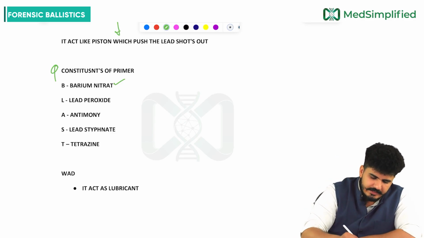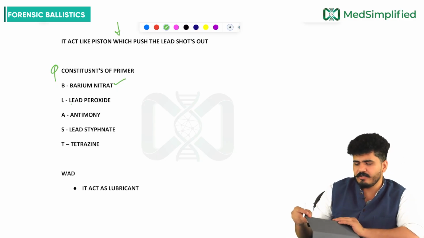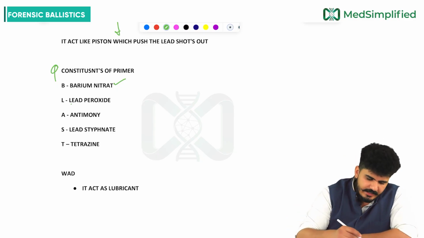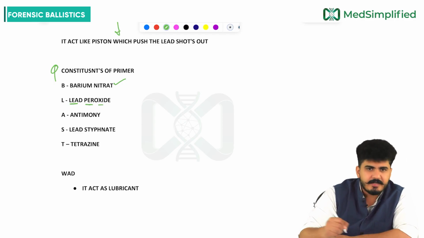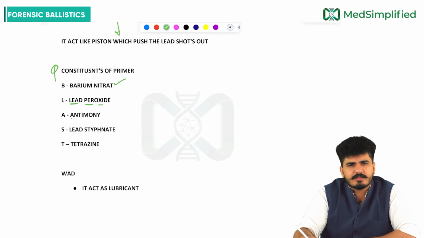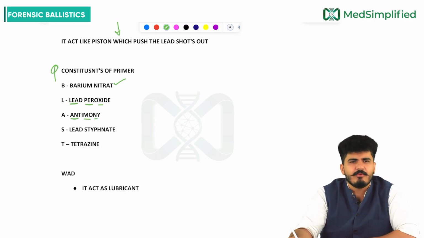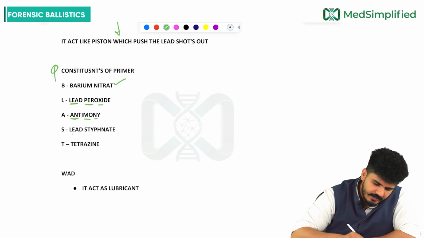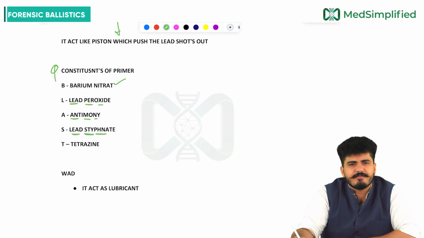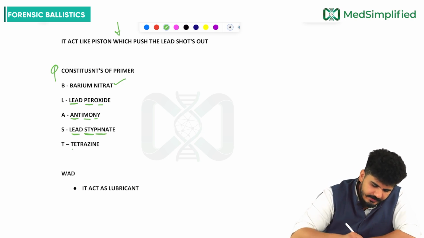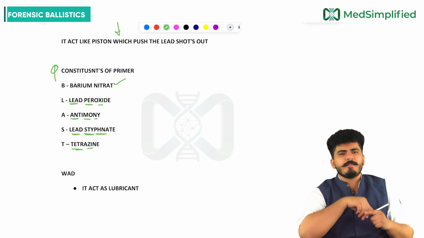So B for barium nitrate, the first thing we have. Then L for lead peroxide. A for antimony. S for lead styphnate. And T for tetrazine.